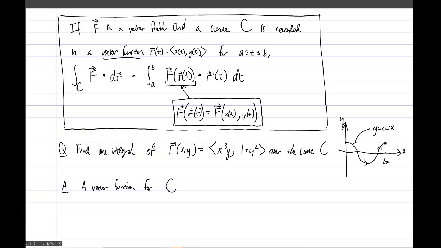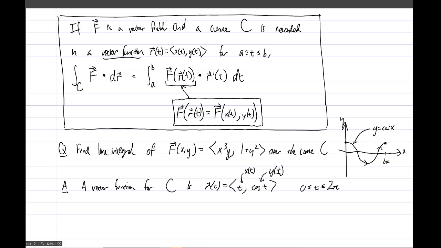A vector function for describing C is r of t equals, well, how about the x coordinate is just t itself? So x and t play the same role here. And then the y value can just be cosine of t. And we'll just do this with t going from 0 to 2 pi, because the x ends at 2 pi here. So t is x of t in this example, and cosine of t is y of t in this example.